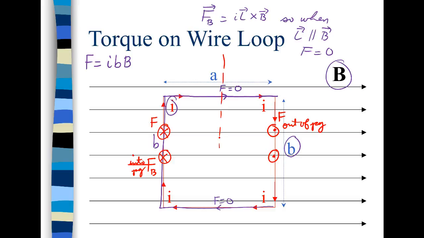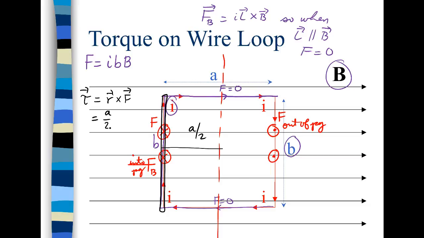Now if I draw a dotted line here, that's like an axis of rotation, then imagine that you just have a rod. Okay, so here's a rod that has a force that's coming out of the page, and we're a distance a/2 away from this axis of rotation. Remember that a torque is R cross F. And R in this case is going to be a/2, and F is going to be I little b big B. And that's going to be the torque, for example, for the left side.